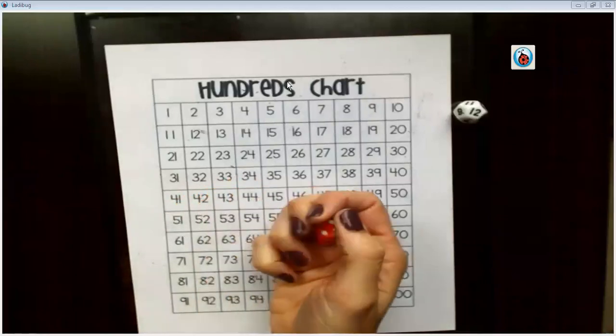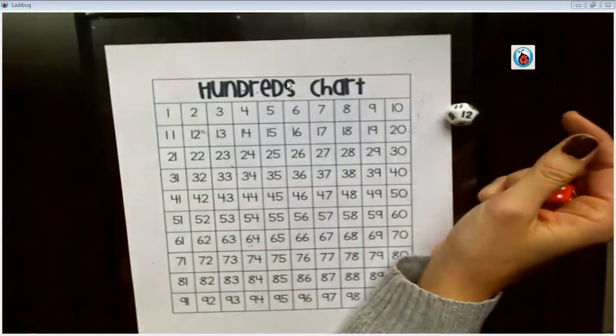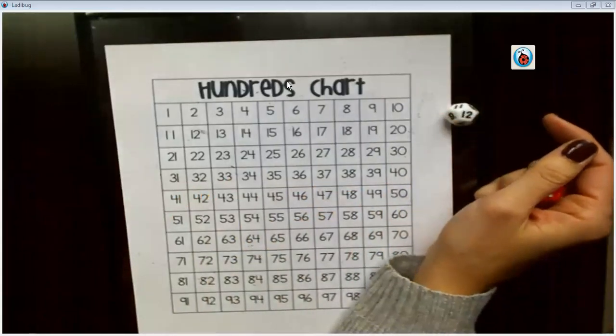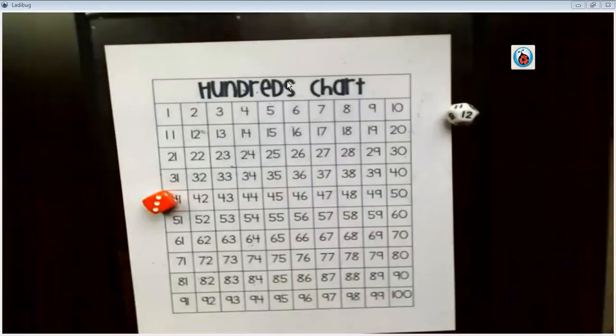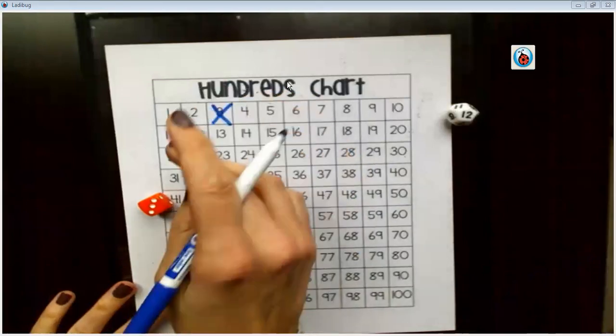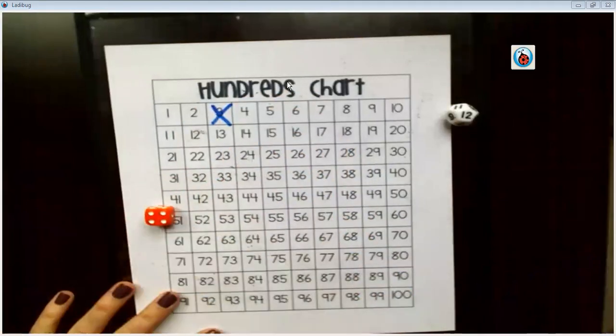You can use a 6-sided dice, a 12-sided dice, a 10-sided dice. Let's say you don't have any dice at home. You can use playing cards. You're going to roll your dice and mark off the numbers as you go. So we are at 3 right now. We're going to roll again, and we're going to add 4 more.